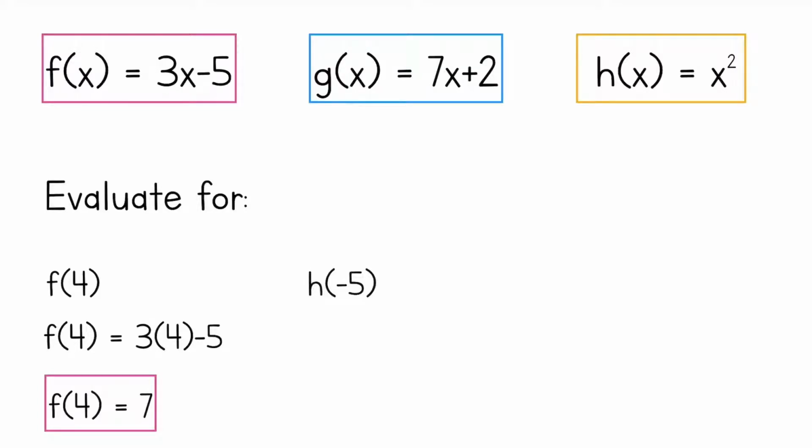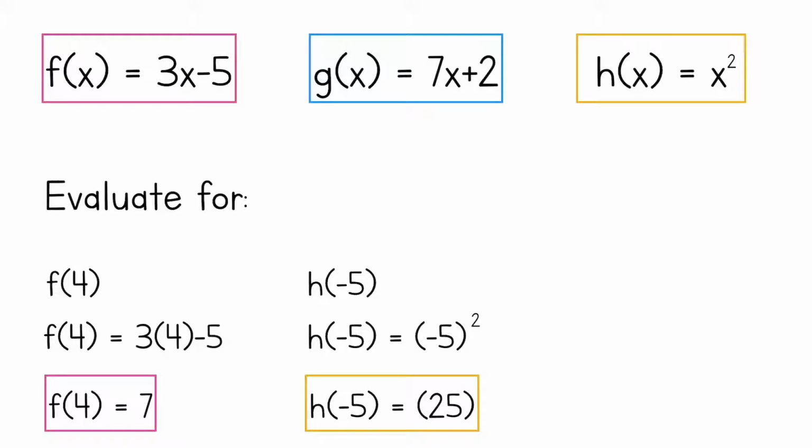And now what if we're asked to evaluate for h of negative 5? Now what we need to do is we need to find function h, which is right here, and we need to plug in negative 5 for the variable in function h. So function h is x squared, so to find h of negative 5, instead of doing x squared, we'll do negative 5 squared. And negative 5 squared is 25, so h of negative 5 is equal to 25.